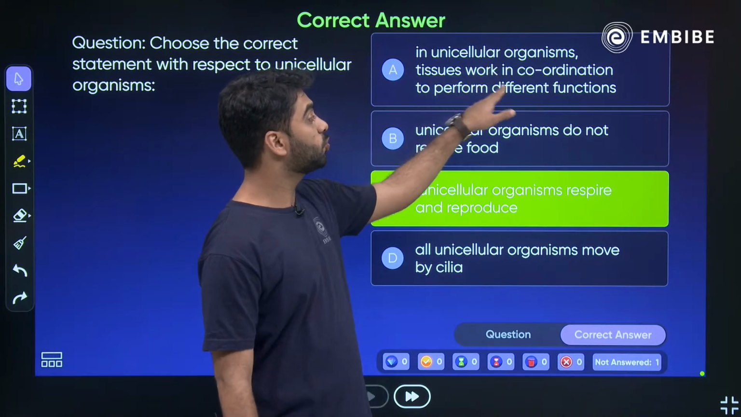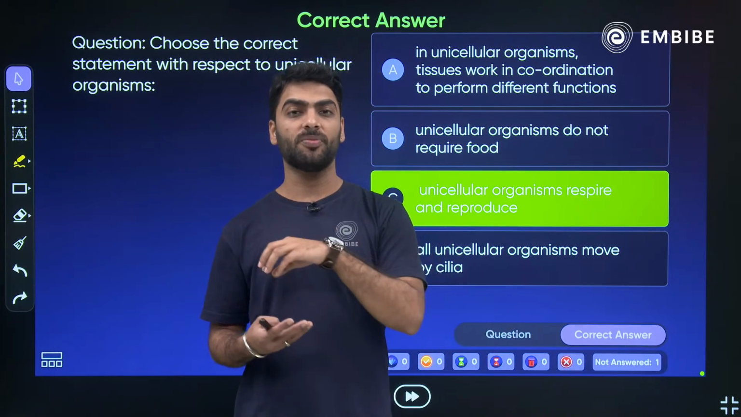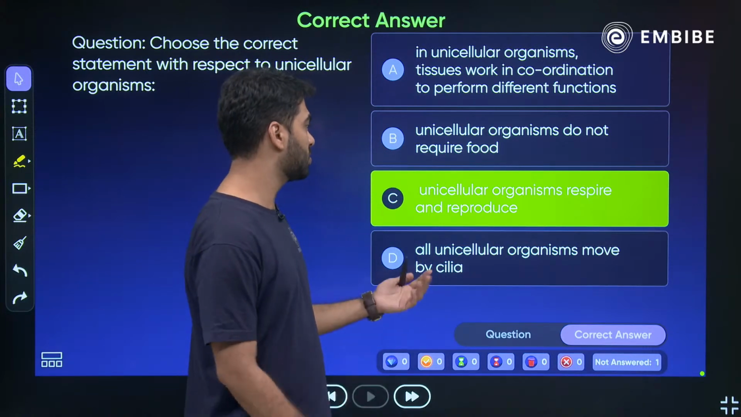Unicellular organism, tissues working in coordination. We know that a group of cells forms tissues, but here we are talking about unicellular organisms which have only one cell. So the question of tissues does not arise at all.